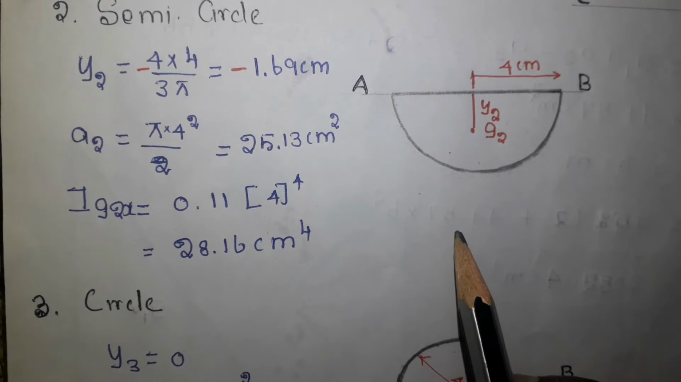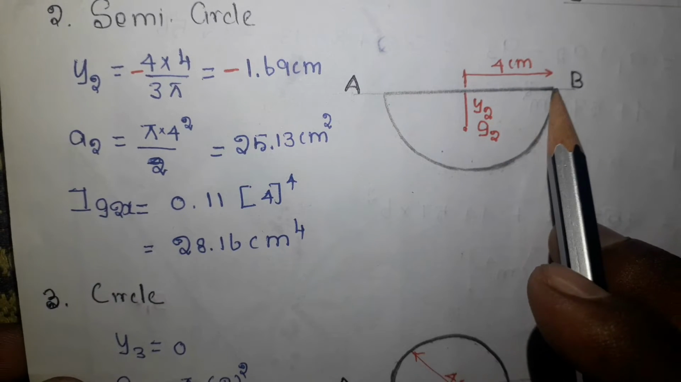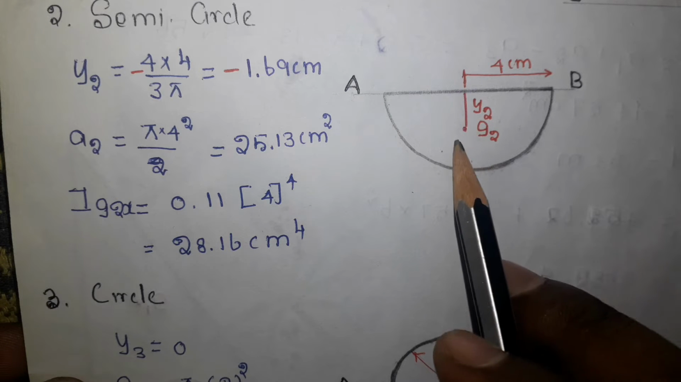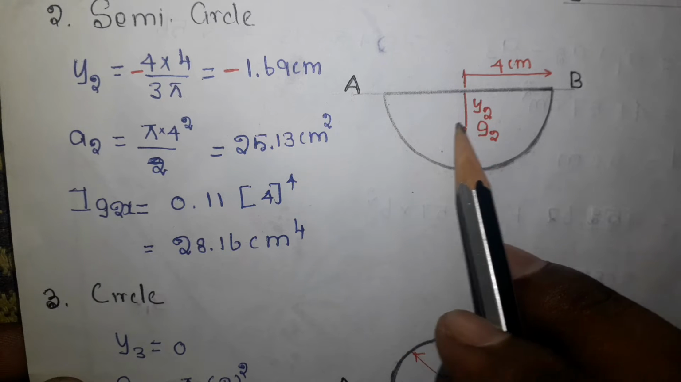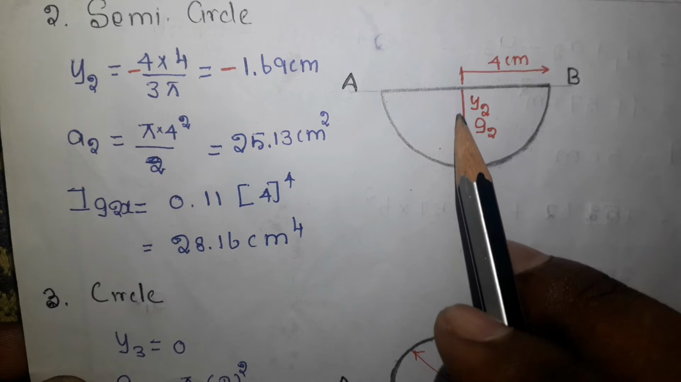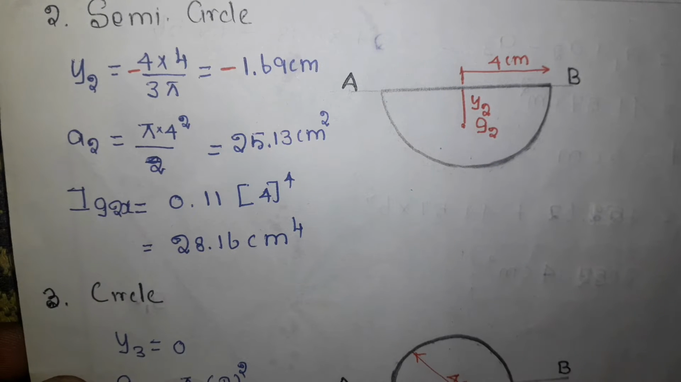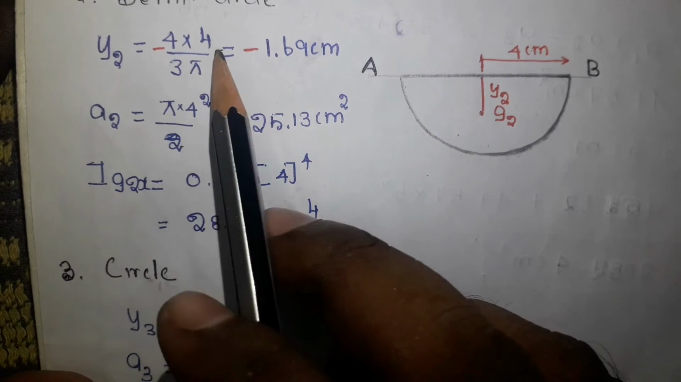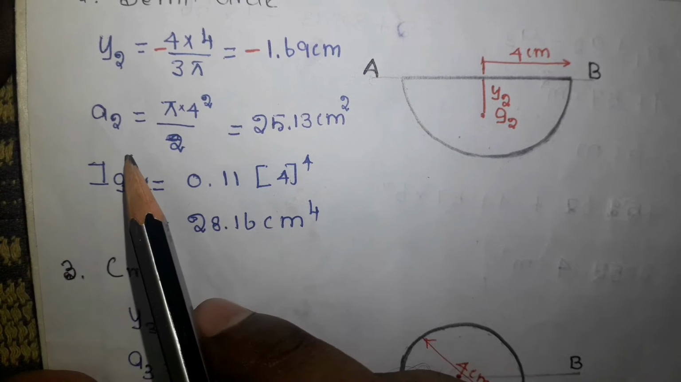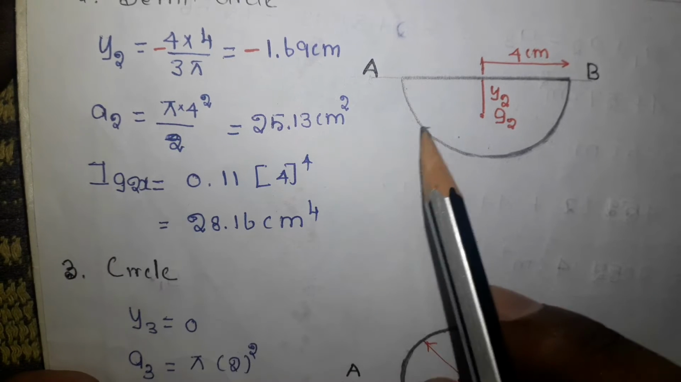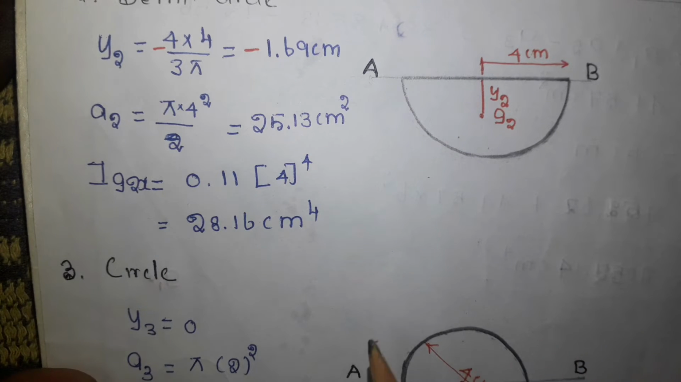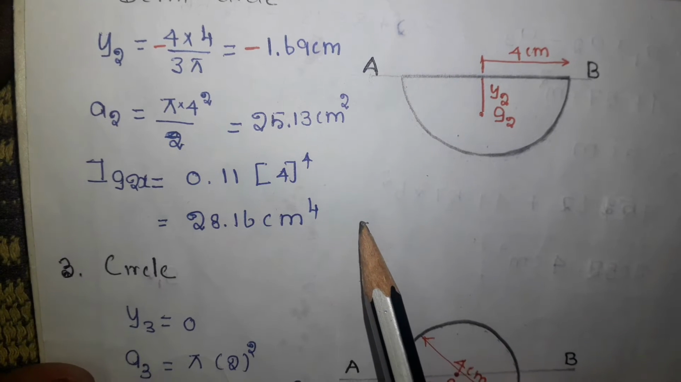Now the second object is the semicircle. So here is the axis AB and this is the semicircle. This is the position G2. So we need to find the value of y2, which is nothing but 4r by 3 pi, and here I have taken minus because this is on the negative side of that axis. And the formula is 4r by 3 pi. Substitute the values, you will get the answer as 1.69 centimeter. Now the next variable is the area of the semicircle, which is pi r square by 2, and substitute r, and the answer is 25.13 centimeter square.